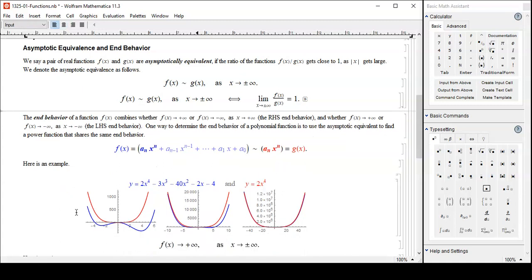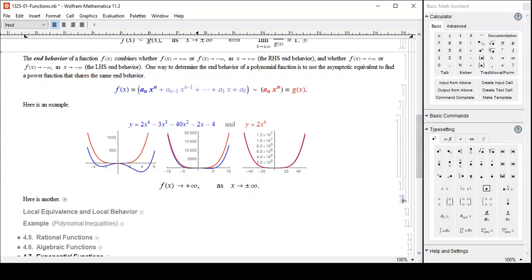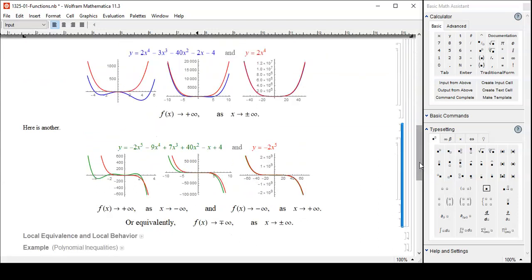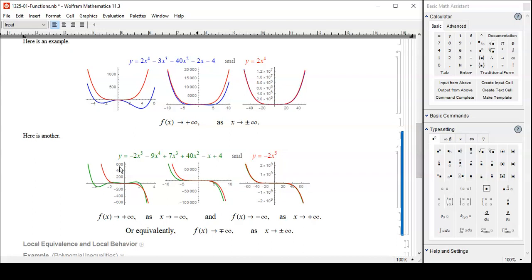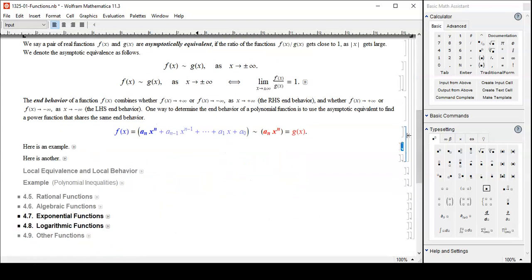For now, graphical understanding will do. By the way, there goes one example. Here goes another example. Again, you can see a big difference between the two functions. They're not the same, but asymptotically they are equivalent. So, the end behavior is determined by the leading term only.